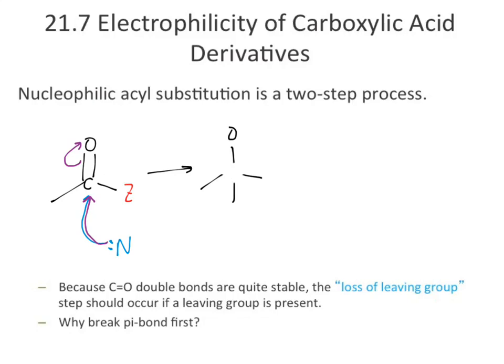You know, that looks like an oxygen in the middle. We'll have our atom N and Z, and our oxygen will be negatively charged. Okay? At this point, what we have is the tetrahedral intermediate. Why do we call this our tetrahedral intermediate?